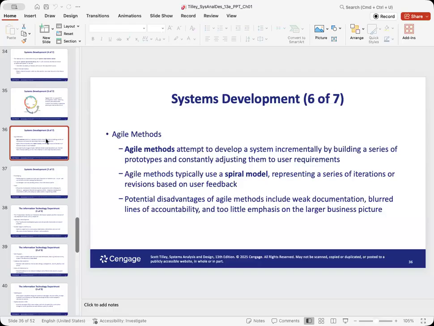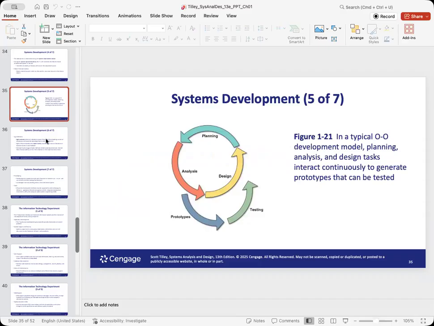Now we have agile methodology, agile methods. Agile methods attempt to develop a system incrementally. So you realize that under the object-oriented development model, there was a prototype session. That means that after you have planned your system, analyzed it, and designed it, you don't design the entire system, but you design a prototype. So it is at the prototype section that you test your system, if it is fully functional or not.